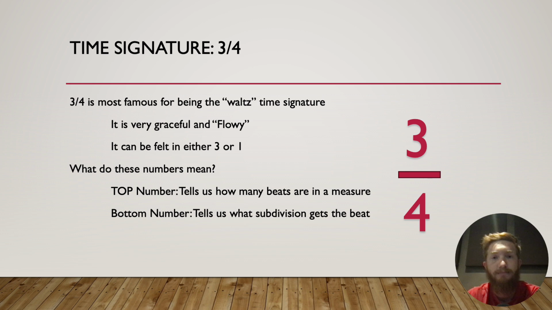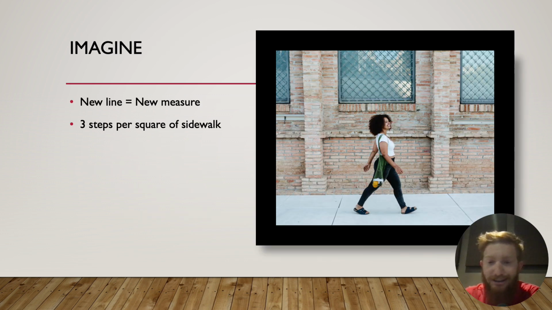1. If we think of it again as walking down a sidewalk, right? Each line in the sidewalk is our measure or our bar line. And the 3/4 is telling us you get 3 steps in each square. There is no room for a 4th step unless you take smaller steps, right? And that would be subdivisions into eighth notes. But we get 3 beats per every measure, 3 steps for every square.